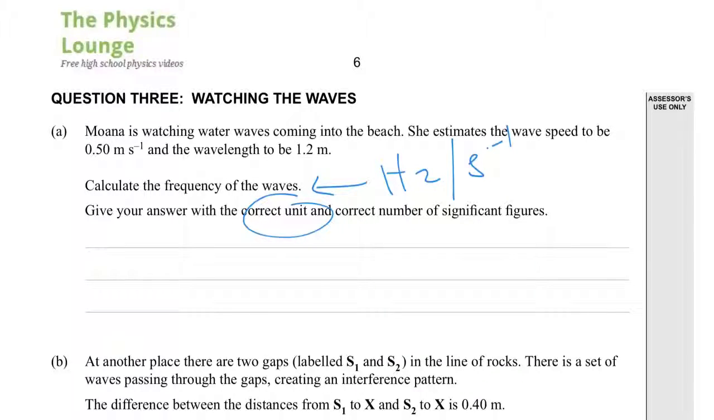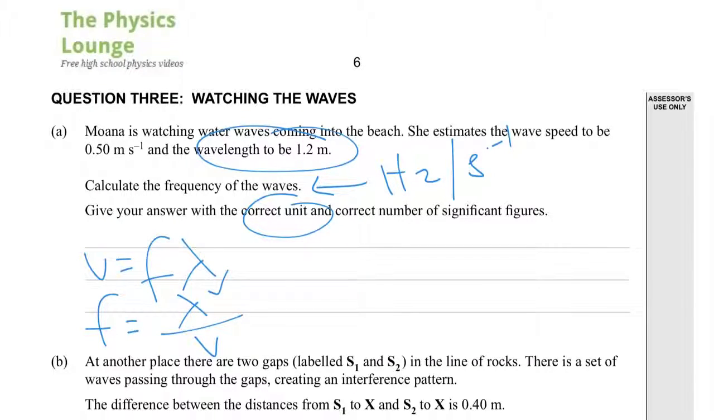We have v equals f lambda. We're trying to find the frequency, so it's going to be f equals v over lambda. We're given the wavelength, so that's lambda. We're given the estimate of the speed, and so we're just going to use that formula. Those are the two things we're multiplying and dividing. So our rule is multiplying and dividing.